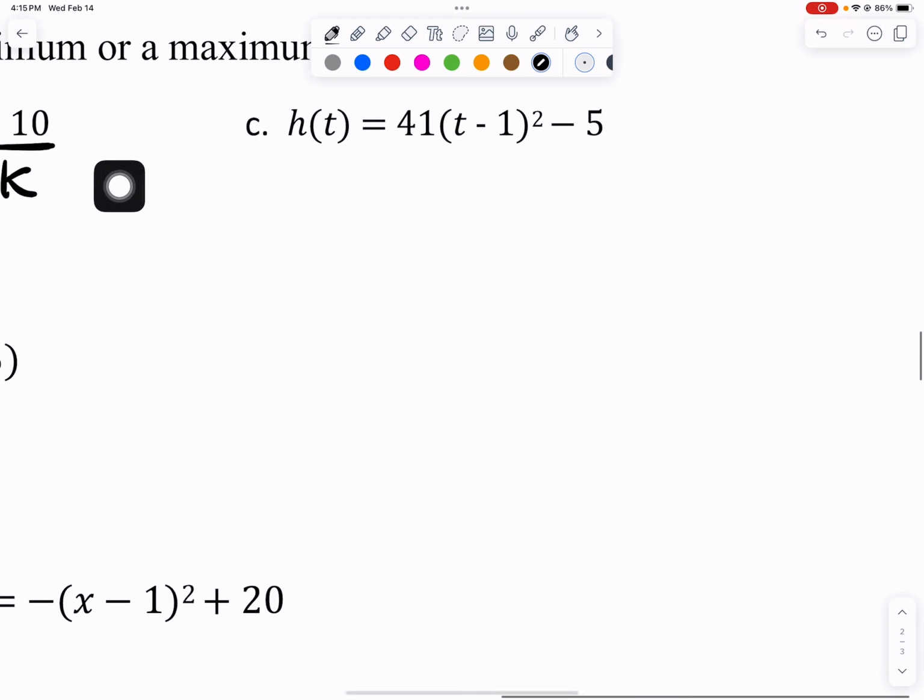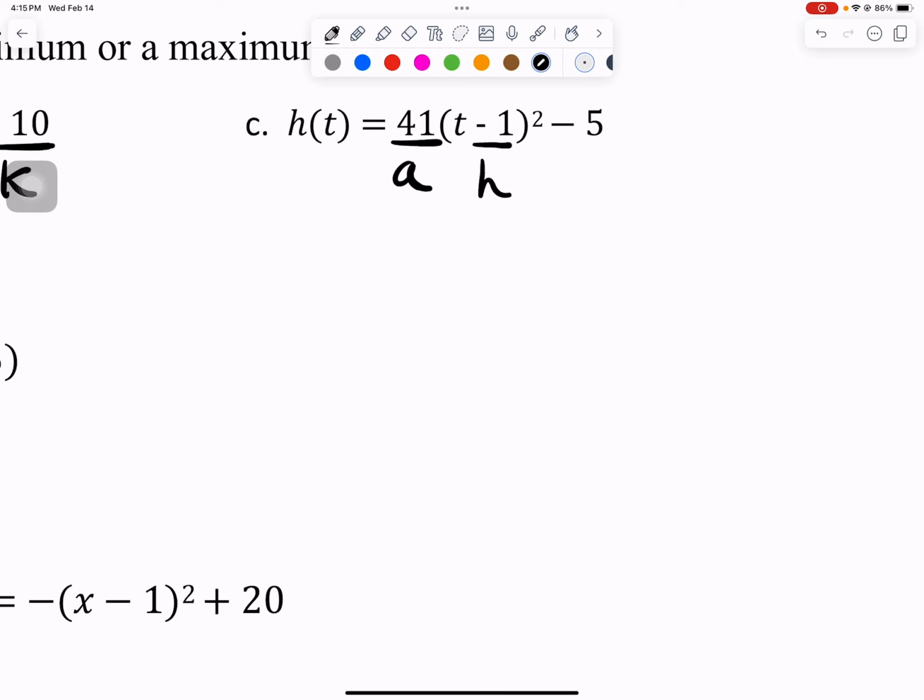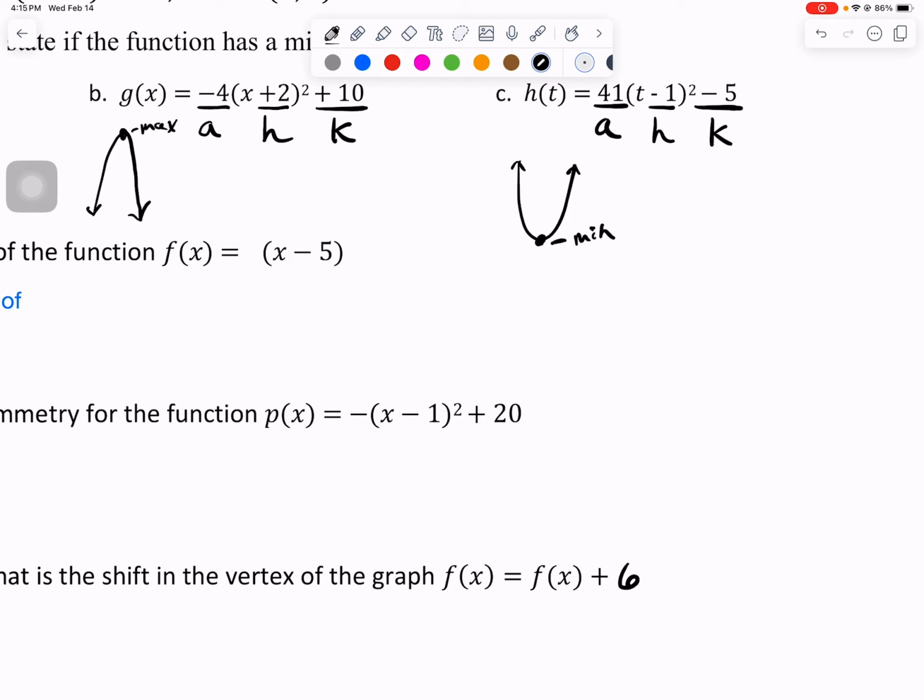Let's try it one more time. The retired Dirk Nowitzki will be our a value, our negative 1 will be our h value, and negative 5 will give us our k value. Just because that a is positive, and after he beat LeBron in the finals he was smiling just like our parabola, that gives us a minimum. Congrats to Dirk on that championship.